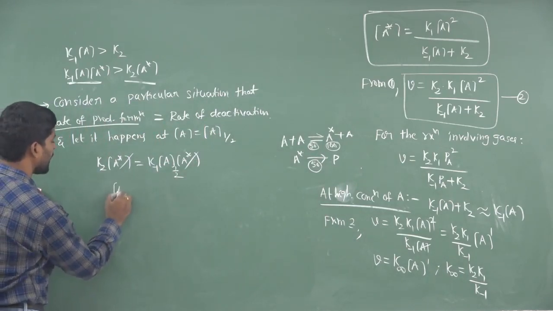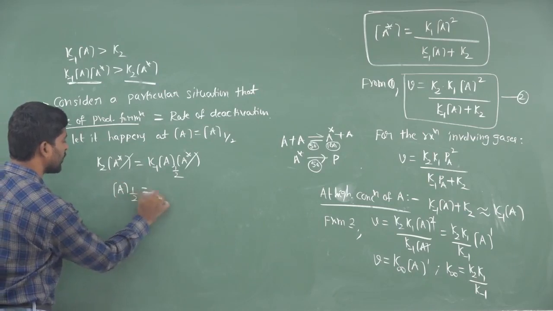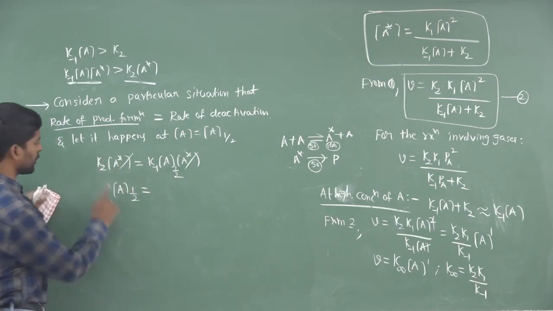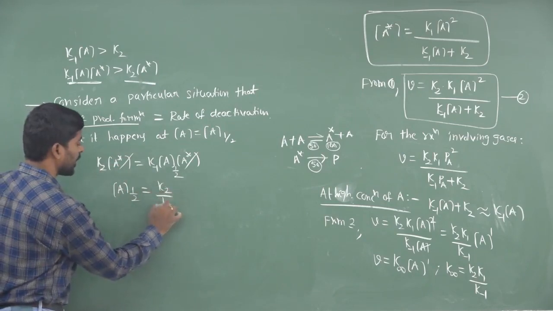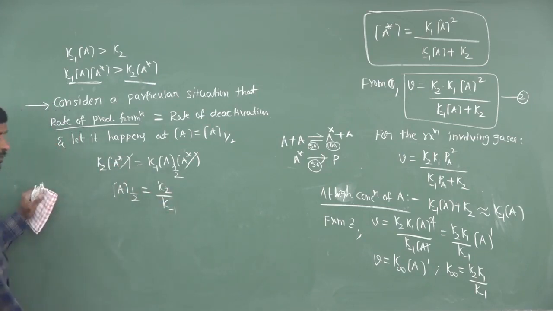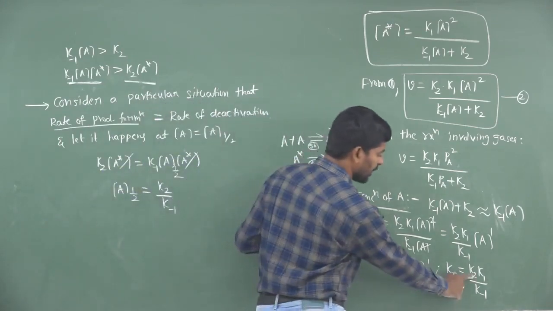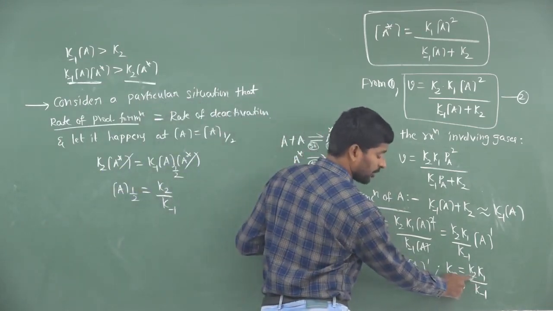Now if you take A half, at which concentration we will get this situation? So K2 by K minus 1. A half is equal to K2 by K minus 1, or K2 by K minus 1 we can write as from this.